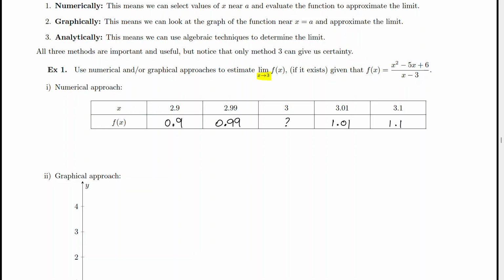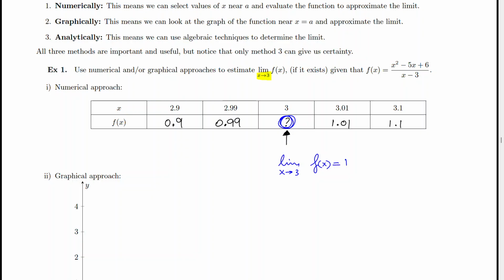Now, by looking at all these numbers that you just filled in the table, can you make a prediction about the number in the middle? So what number might be there? I'm seeing 0.9, and in my head I'm thinking that's almost a 1. 0.99, that's even closer to 1. 1.01 is pretty much a 1, and finally 1.1 is almost a 1. So if I was a betting man, which I'm not, I would say the limit as x approaches 3 of the function f of x is equal to 1. So if I were to put a number here, it should be 1.